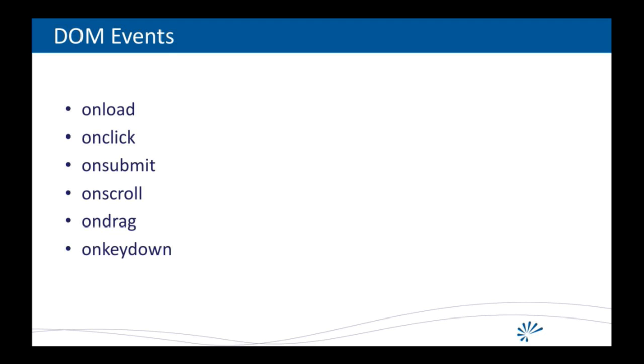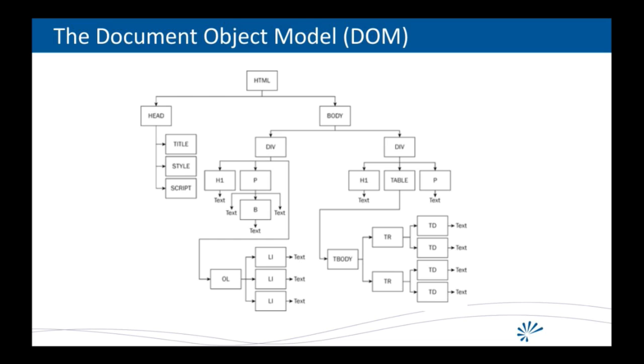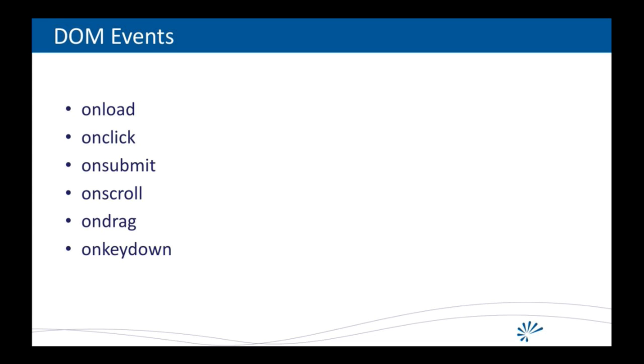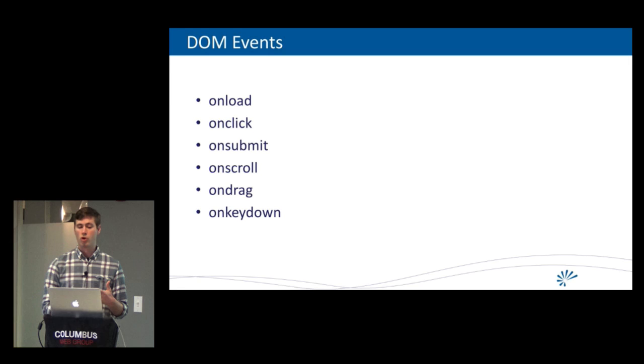Another big part of the document object model are events. So let's take a button, for example. Let's go back to this here. A button could exist somewhere on your document object model. You get access to it and say, when it's clicked, run this JavaScript function. There's onload, there's when a form is submitted, onScroll. These are all events that you can hook into with JavaScript.